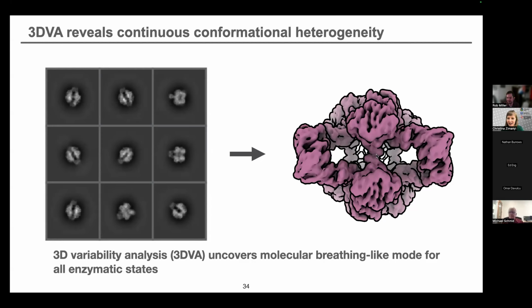Awesome, thanks. All right, and then one last question for you. So are you saying that it's faster to collect and calculate SAXS data compared to cryo-EM data? Maybe more generally, why use SAXS?